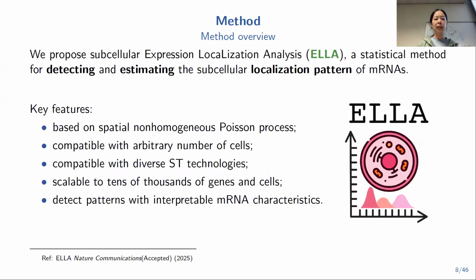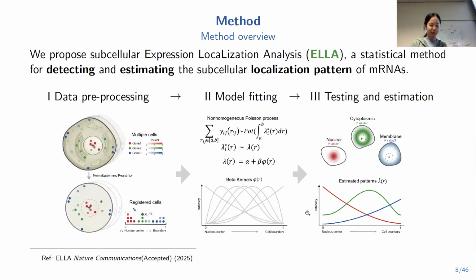So this is the statistical method or model we worked on. It's called ELA. It's for both detecting if a gene has a subcellular pattern and also for estimating its pattern. It's based on the non-homogeneous Poisson process, a spatial model. It's quite flexible and can be applied to many cases. By applying this method to some real datasets, we also found some interesting findings, such as interpretable mRNA characteristics.